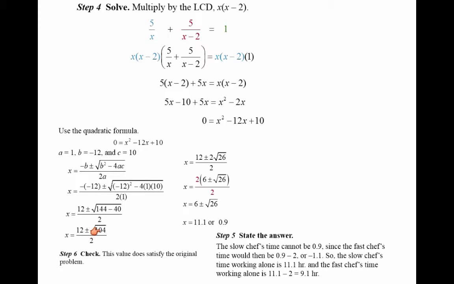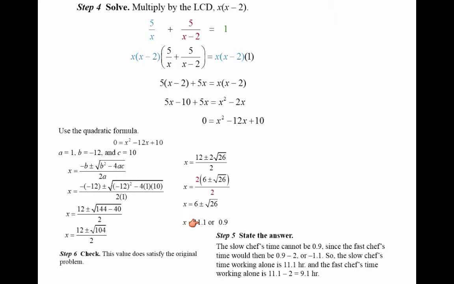So 104 would be 4 times 26. So part of 104 is a perfect square. That 4 would come out as 2. So you get 12 plus or minus 2 radical 26 over 2. You notice that each of these terms has a factor of 2. So if I divide each term by 2, I can reduce them, or I can factor a 2 out of the top of the fraction and reduce it with the 2. So x would be 6 plus or minus radical 26.